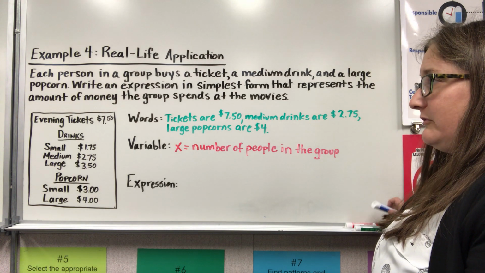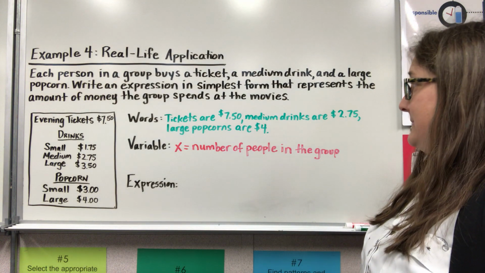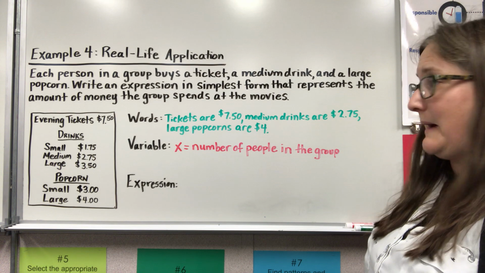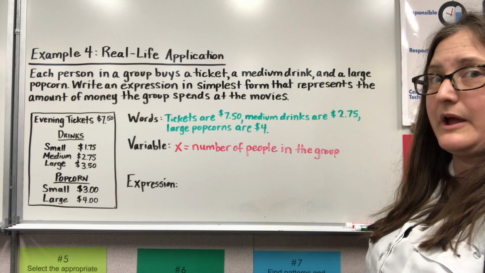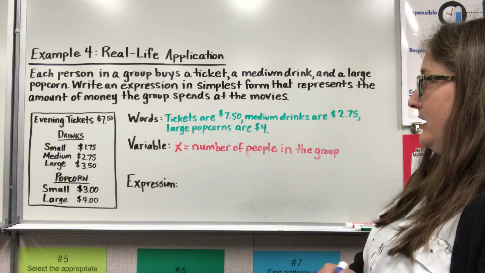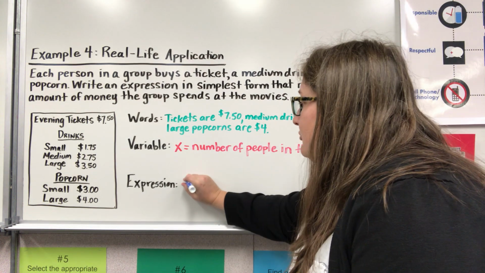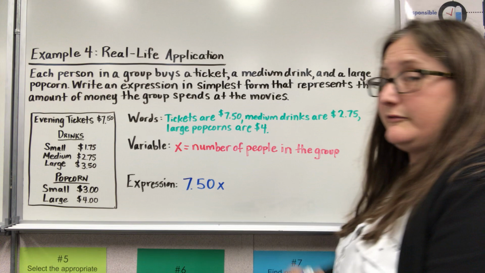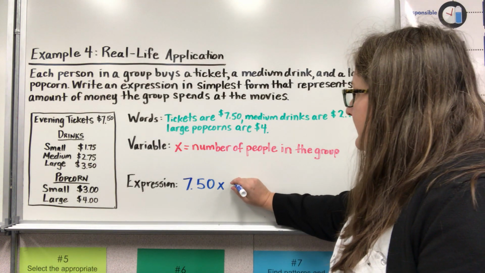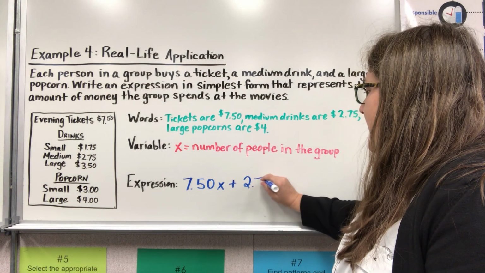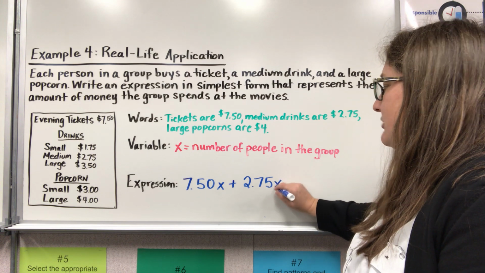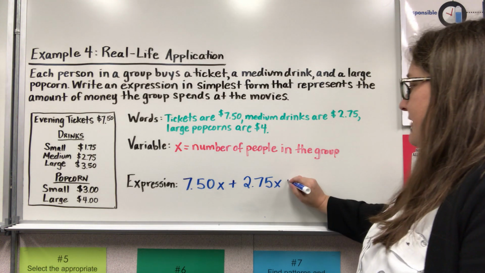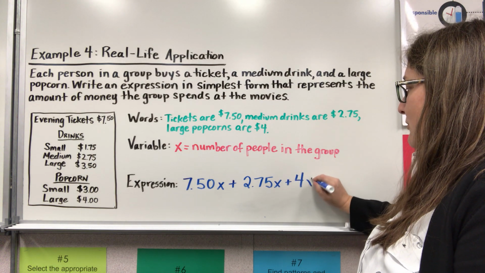And every single person is buying a ticket, a medium drink, and a large popcorn. So we need to write an expression for this. So they're buying a ticket, which is $7.50, times however many people are getting that ticket. They're each getting a medium drink for $2.75, and they're each getting a $4 popcorn.